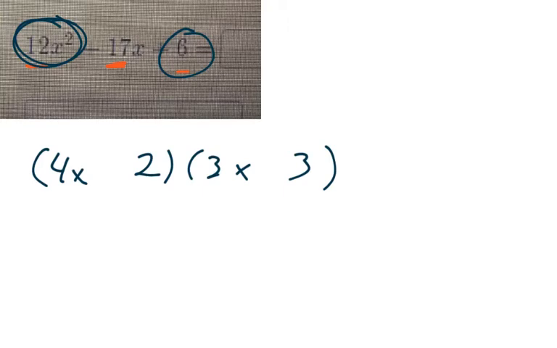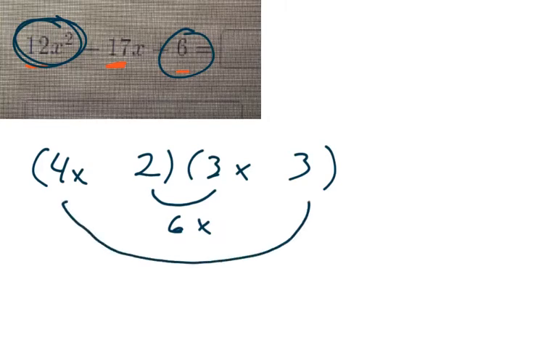So check this out. I know in my inner loop, 2 times 3 is 6x. In my outer loop, 3 times 4x is 12x. Does 6x and 12x make 17x? No, they would make like 18x, right? So that's not good.